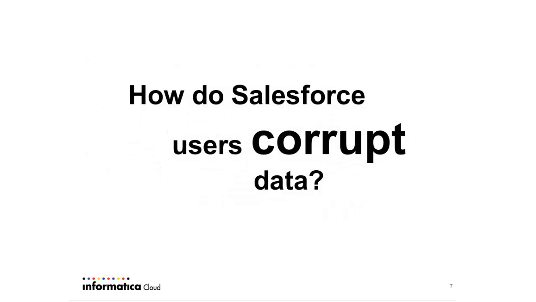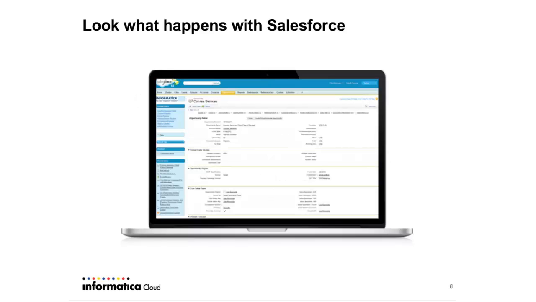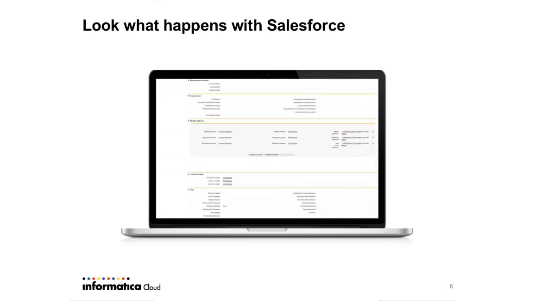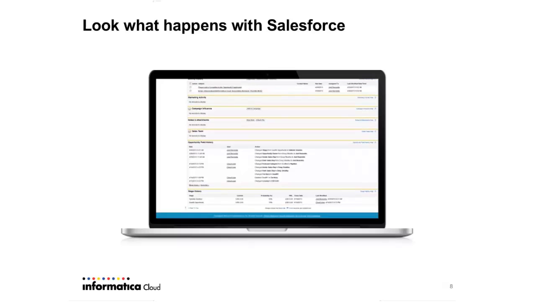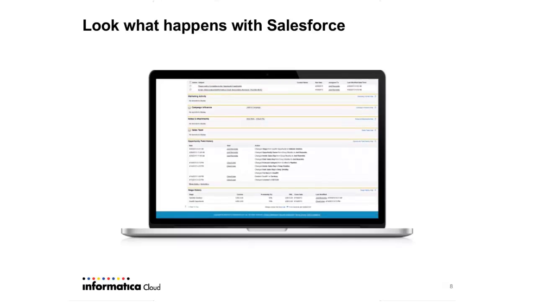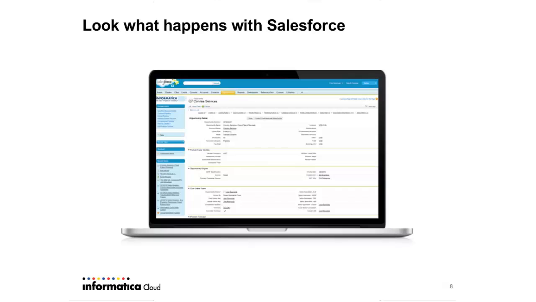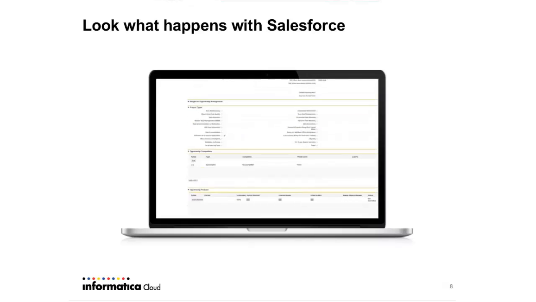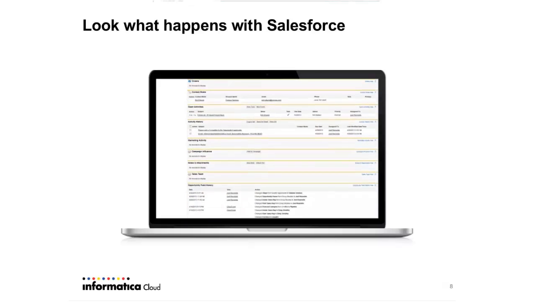So how do Salesforce users corrupt data? This is a screen cam from the Informatica Salesforce UI, how we use it internally. And not surprisingly, the screens tend to be extremely long. This is an opportunity screen. And of course, with that, in fact, I'm going to do that again, just so we can see how awkward it can be to navigate and find the information and do the right things at the right time for those users.